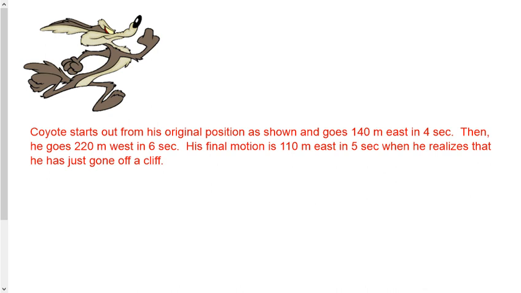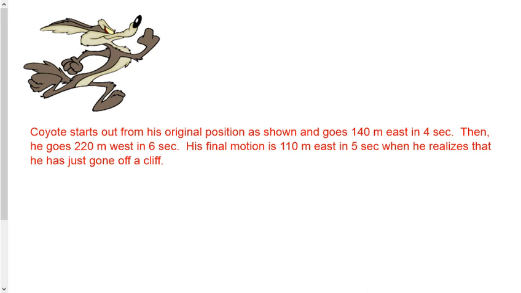Let's review a couple of ideas before moving on in our chapter for our AP Physics 1, things like displacement, distance, velocity, speed, acceleration. So here's our example. Coyote starts out from his original position as shown, goes 140 meters east, then 220 meters west, and then 110 meters east. Let's calculate his total distance traveled and total displacement.